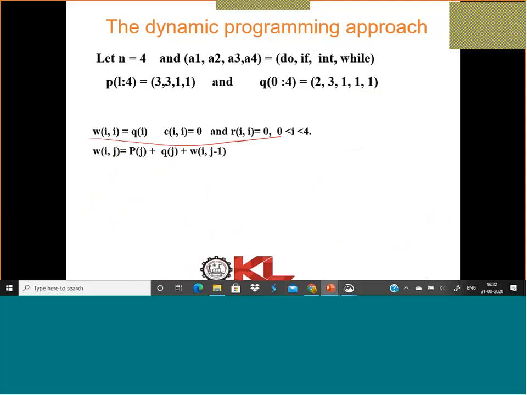And this formula is very important when you are solving the OBST. So W of I comma j is equal to P of j plus Q of j plus W of I comma j minus 1. This is a recursive formula we are using here. Remember this formula. If I is not equal to j, the formula is this one.